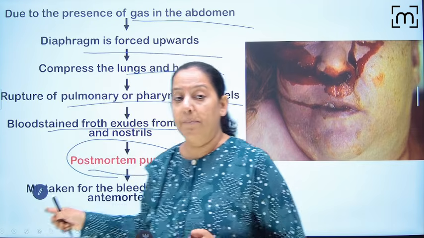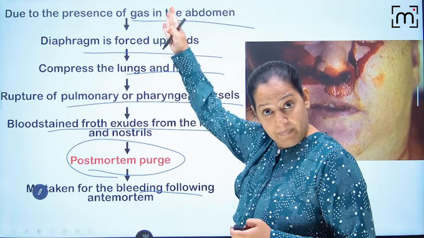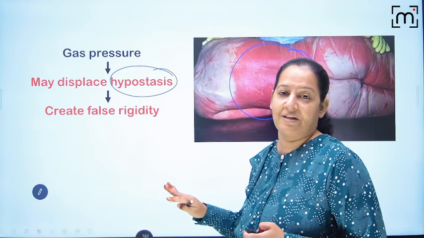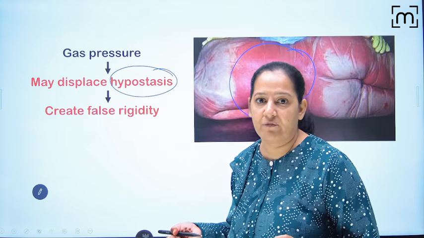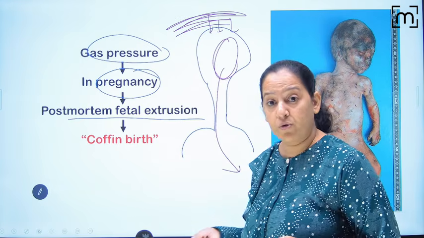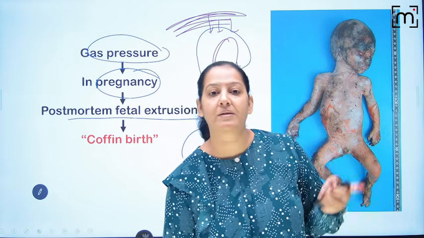After that, you can say the postmortem purge is there. You can explain why the postmortem purge is occurring. The shifting of the hypostasis is there. That can mislead the expert, the forensic expert later on. Prolapse of the rectum, prolapse of the uterus. Not only this, coffin birth. You should be able to explain what is coffin birth.